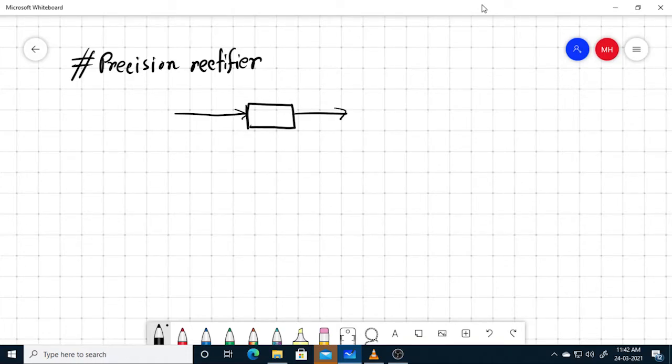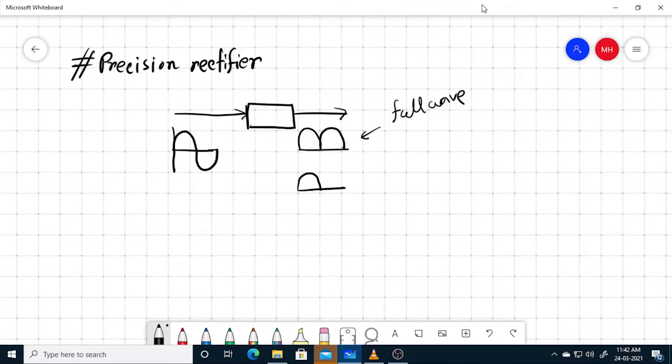What kind of output? If our input is like a sinusoidal input, it has a negative portion and a positive portion. Our rectified output will be either this or like this. This is a full wave rectified output, and this is half wave rectified.